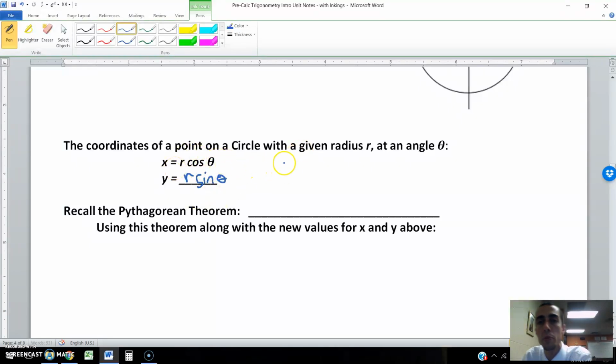Now, where do we get these formulas from? Well, it comes from the fact that, remember, sine of theta is y over r. You take both sides and multiply by r, and you get this formula over here. Same sort of thing to find that x formula. You would take cosine of theta equals x over r, and multiply both sides by r.